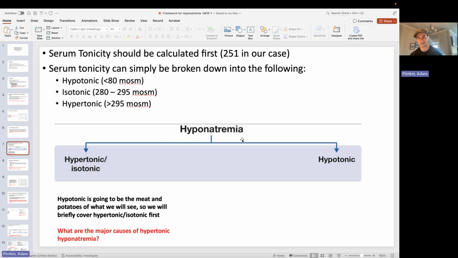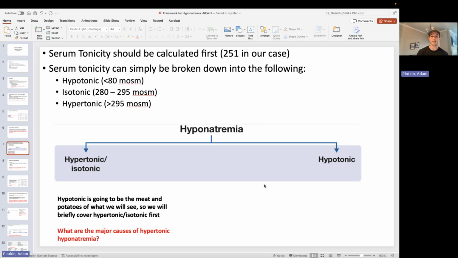So when I think about breaking down hyponatremia, I think about breaking it down based on serum tonicity. So serum tonicity should be calculated first. It's going to be 251 in our case. So just prove to yourself that you can do that. 2 times sodium, so 2 times 123, plus glucose divided by 18, so that'll be 90 divided by 18. Make sure you can calculate 251.